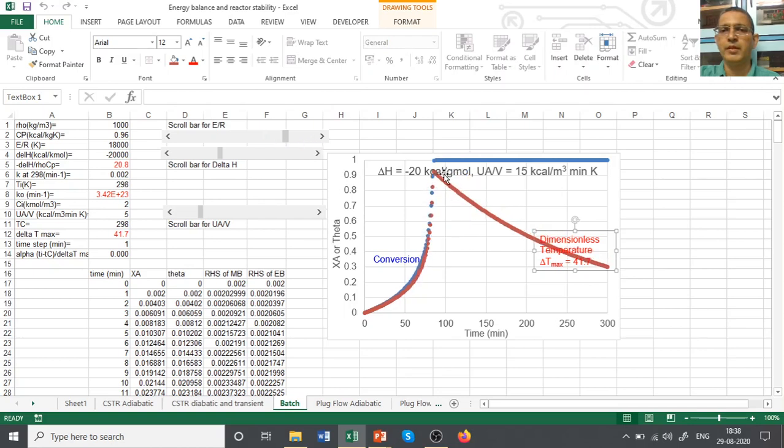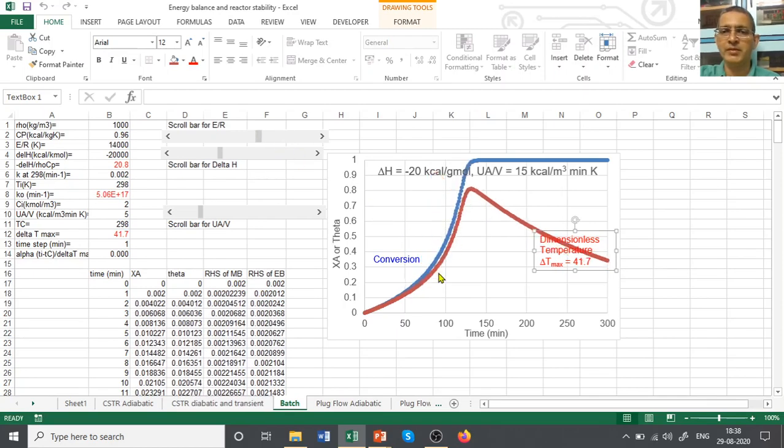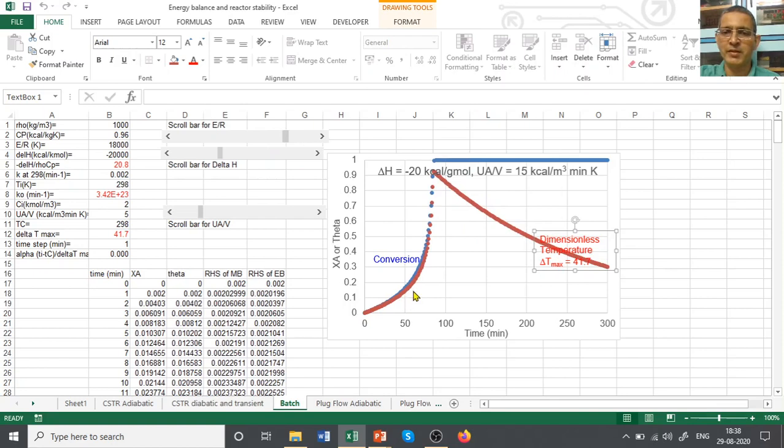See, 90% of 41, 37, 38 degrees centigrade. You see how sharply this increase is. Within a span of maybe 10 minutes, temperature is rising dramatically by 20-30 degrees.